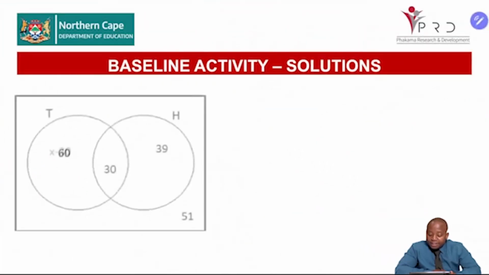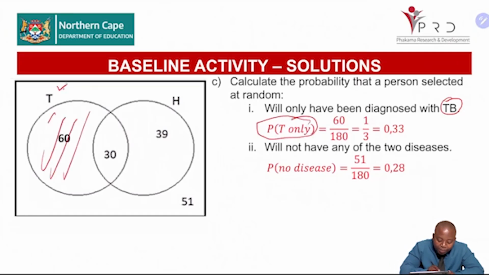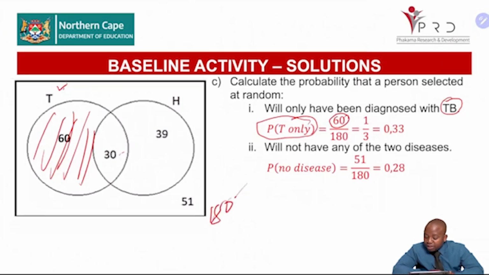Let's look at number C. We have the 60 there, so I've replaced the 60 in. Calculate the probability that a person selected at random will only have been diagnosed with TB only. Probability of getting the TB only, which is the probability of T alone, we are looking at the probability of getting that part alone, excluding the intersection. So it's going to be 60 over the total, which is 180. Then we get the probability is 1 over 3, which is 0.33.